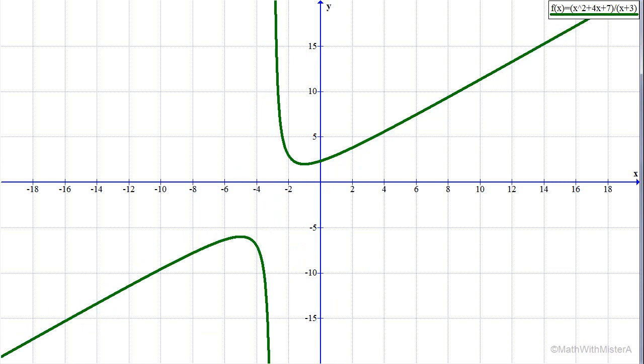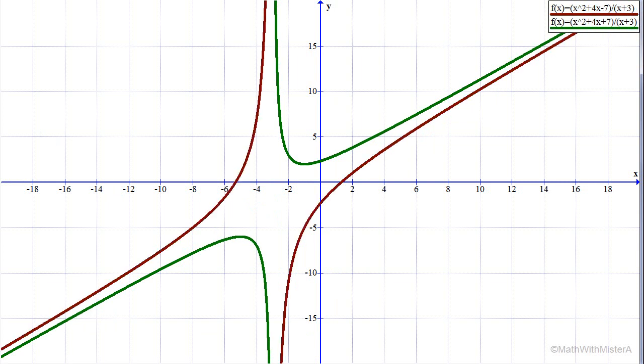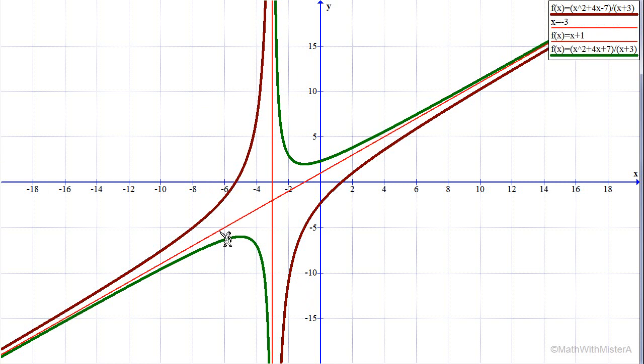This is a similar looking graph. All I've done is change one sign. This is x squared plus 4x plus 7 over x plus 3. The one we just had was x squared plus 4x minus 7, the one in maroon. Interesting, and it looks like they both even have the same asymptotes, the same vertical asymptote, the same oblique asymptote. And that's kind of an interesting looking picture.